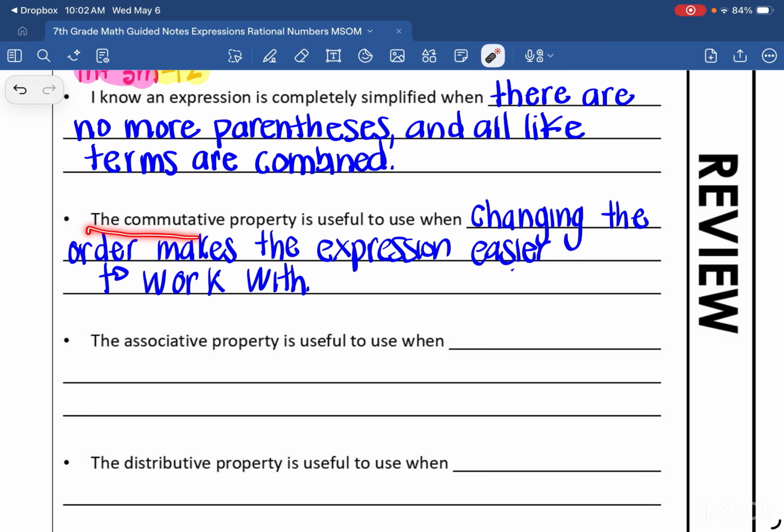The commutative property is useful to use when changing the order makes the expression easier to work with. So sometimes when we combine compatible numbers, then the mental math may become easier.